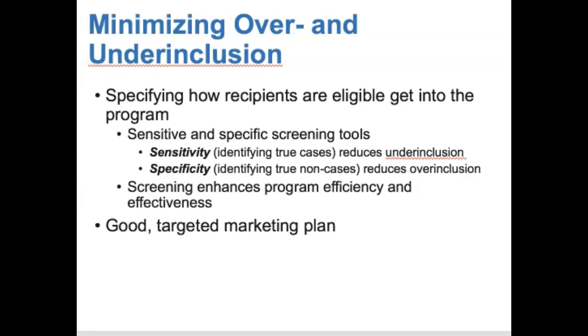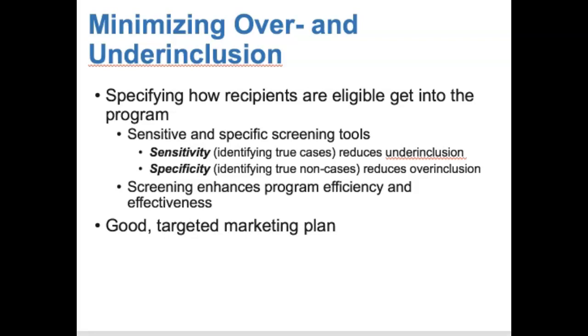Here are some ways to minimize over and under inclusion. Once the intended population has been identified, screening tests, sensitive and specific, can be used to minimize over and under inclusion. Test sensitivity is the probability that the screening test is positive when an illness or need is present, aka its ability to identify true cases.